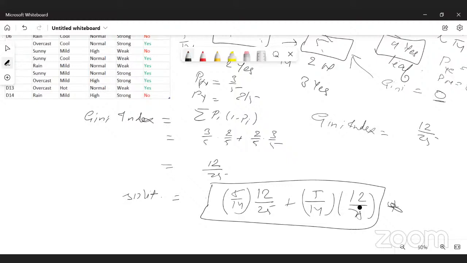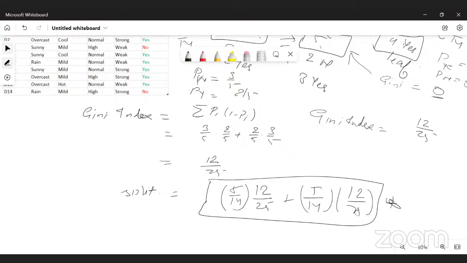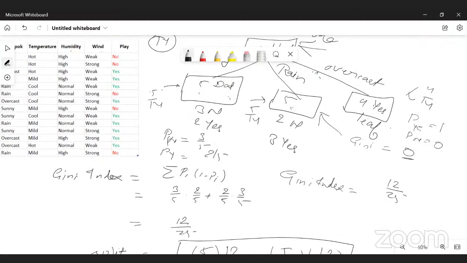Can you explain the split? So here we have found the Gini index for these 3 child nodes, right?